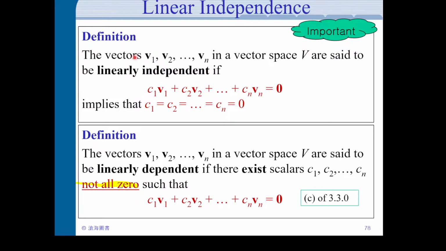So linearly independent means that this equation C1V1 plus C2V2 plus all the way to CnVn equal to the zero vector only has the solution where, you want to solve this equation for C1 to Cn, where you fix V1 to Vn. If this equation only has the solution C1 equal to C2 equal to Cn equal to 0, then this set of vectors V1 to Vn are called linearly independent.